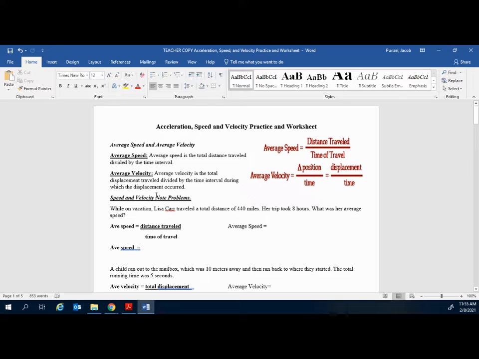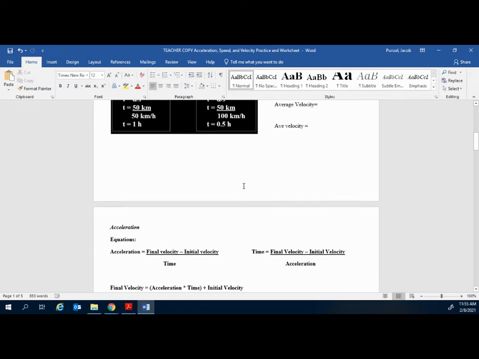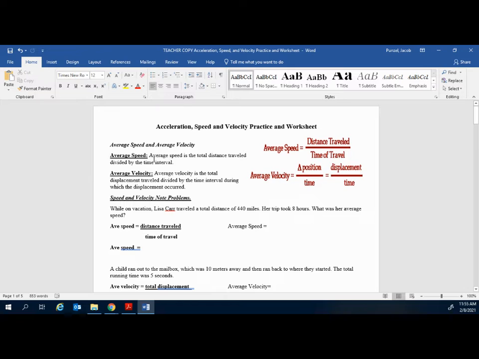There's going to be a lot of information on these first 2 pages that's going to relate to average speed, average velocity, how we calculate those things, and then how we calculate acceleration as well. So when we look at average speed, that's going to be the total distance traveled divided by the time interval. And the average velocity is the total displacement traveled divided by the time interval during which the displacement occurred. So you can see those equations there. And then we're going to do some examples.